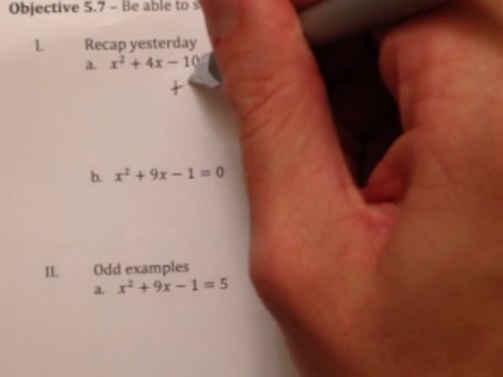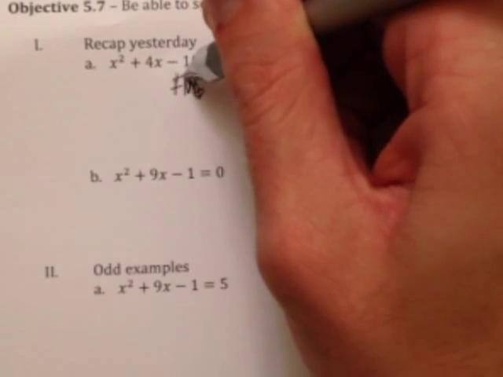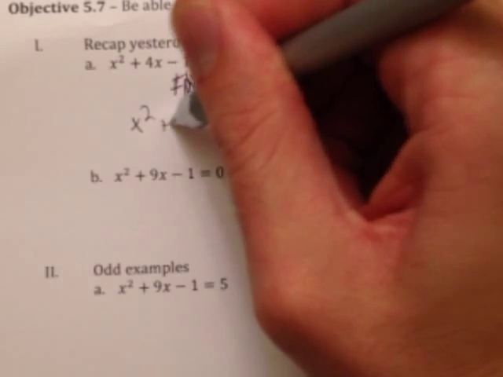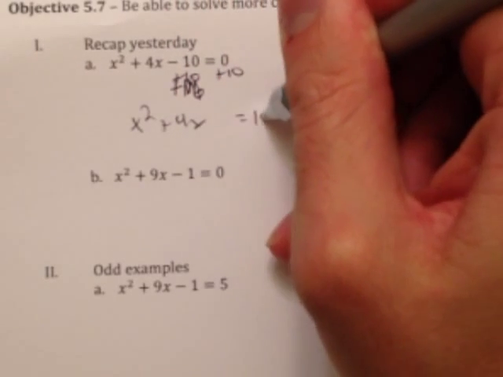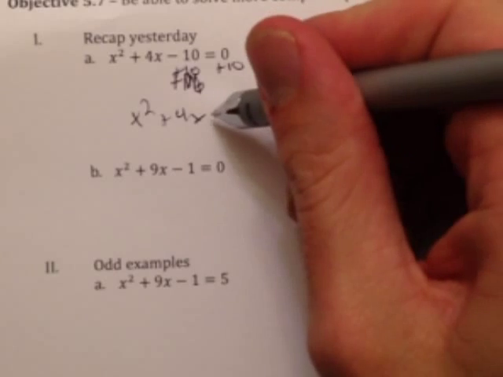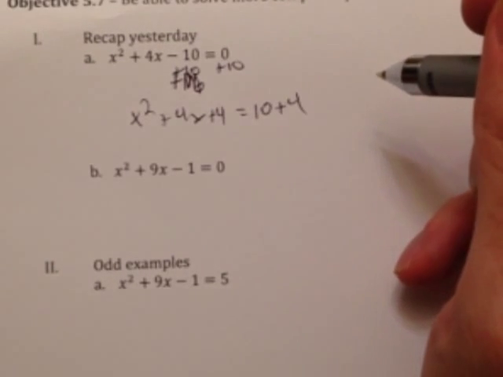Okay, so first thing we need to do, add, jumping ahead of myself there, sorry, add 10 to both sides. We get x squared plus 4x equals 10. Then complete the square. 2 2's make 4. 2 times 2 is 4, so a 4 will complete the square. Add that to both sides.